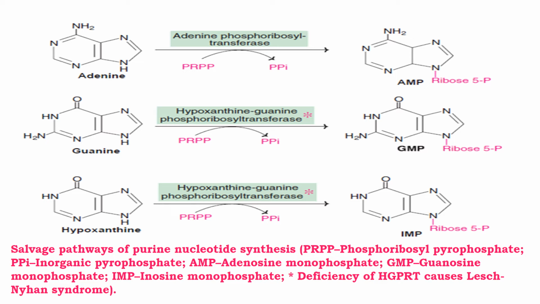So the salvage pathway of purine nucleotide synthesis is with the help of PRPP, phosphoribosyl pyrophosphate. PRPP is involved in all the cases where adenine and PRPP are combined to give AMP, and guanine and PRPP are combined to give GMP. Hypoxanthine and PRPP can be combined to give IMP.